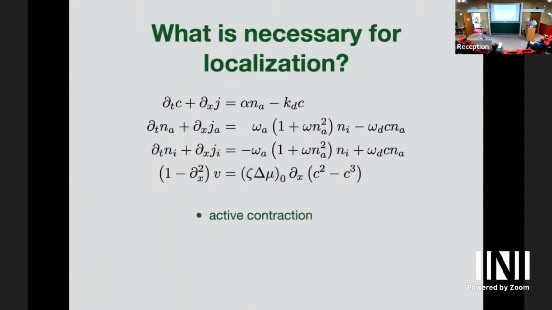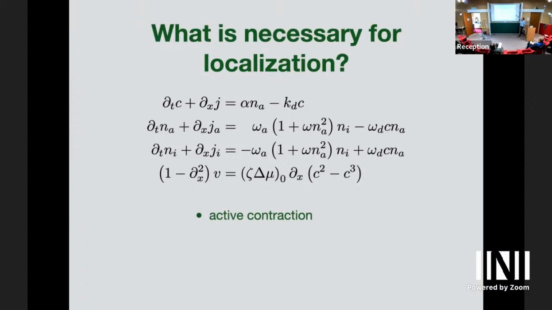What I do want to discuss in 2 minutes at least is what is really needed for this localization, because these are now the equations in one dimension of what I've shown you before. And the question is, which of these terms are really necessary? Which of the elements, because there are now quite a lot of them in there, are really important?